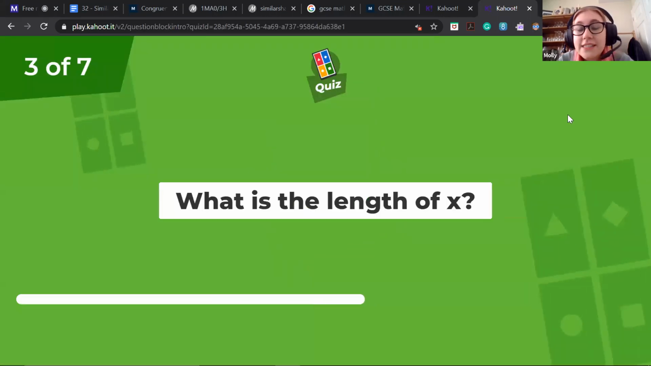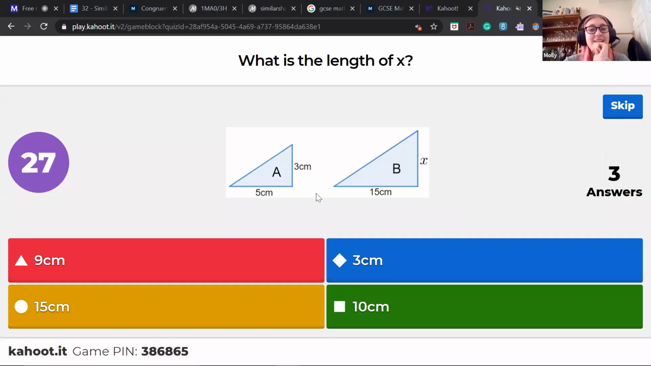Okay, so on to similarity here, which you smashed the first time. Let's try to get 100% on this question. So remember, work out the scale factor and then think about what it will have to be.